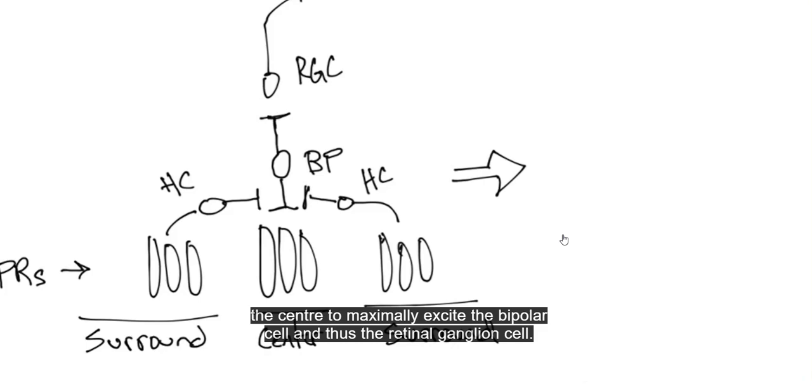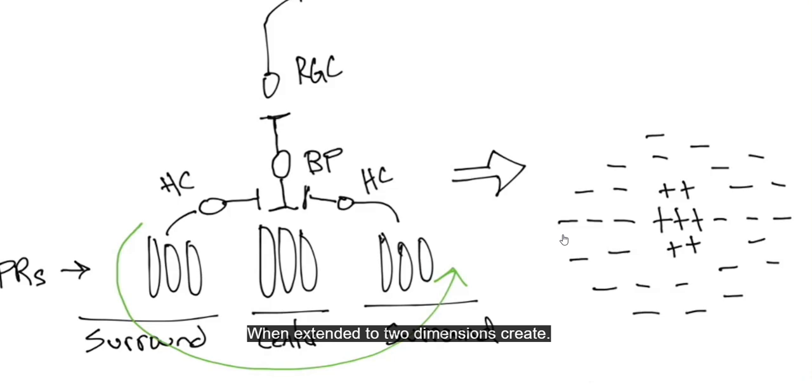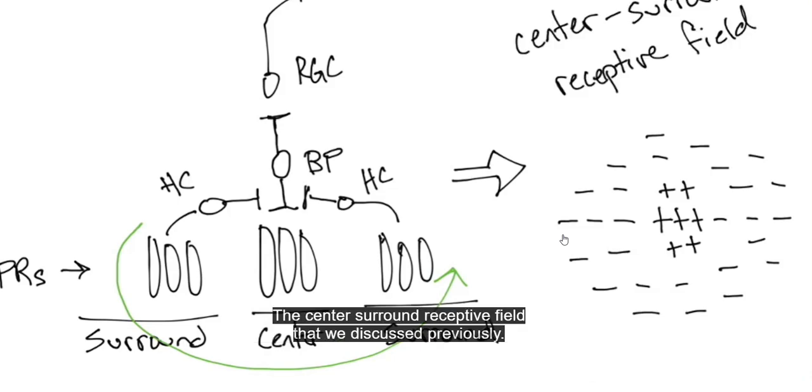The geometry of the connections between the neurons in this circuit define a receptive field with inhibitory and excitatory regions, shown here in one dimension, which, when extended to two dimensions, create the center-surround receptive field that we discussed previously.